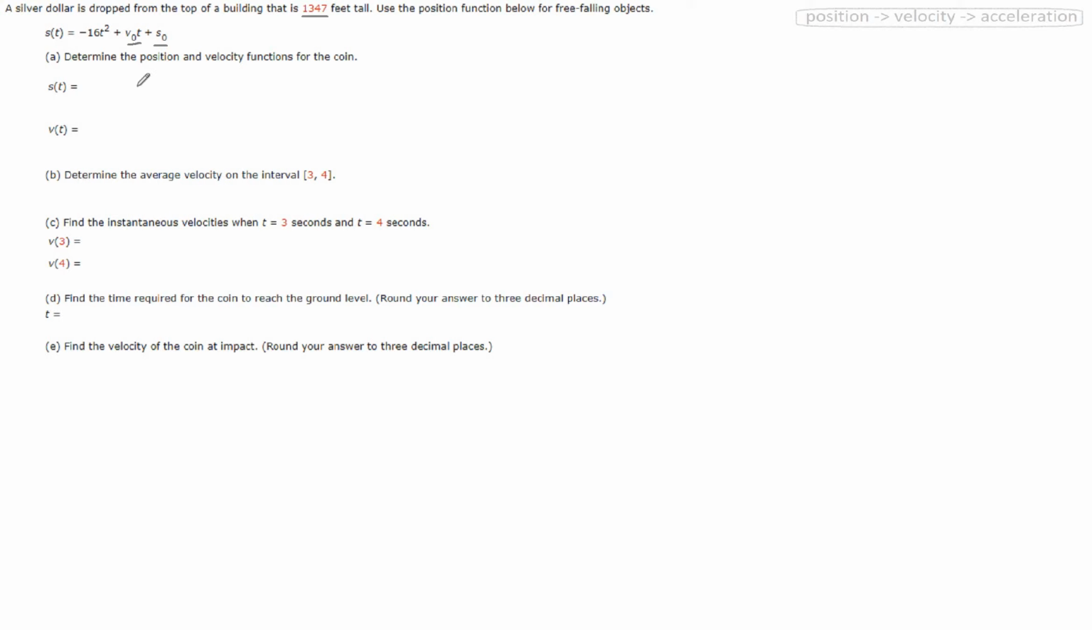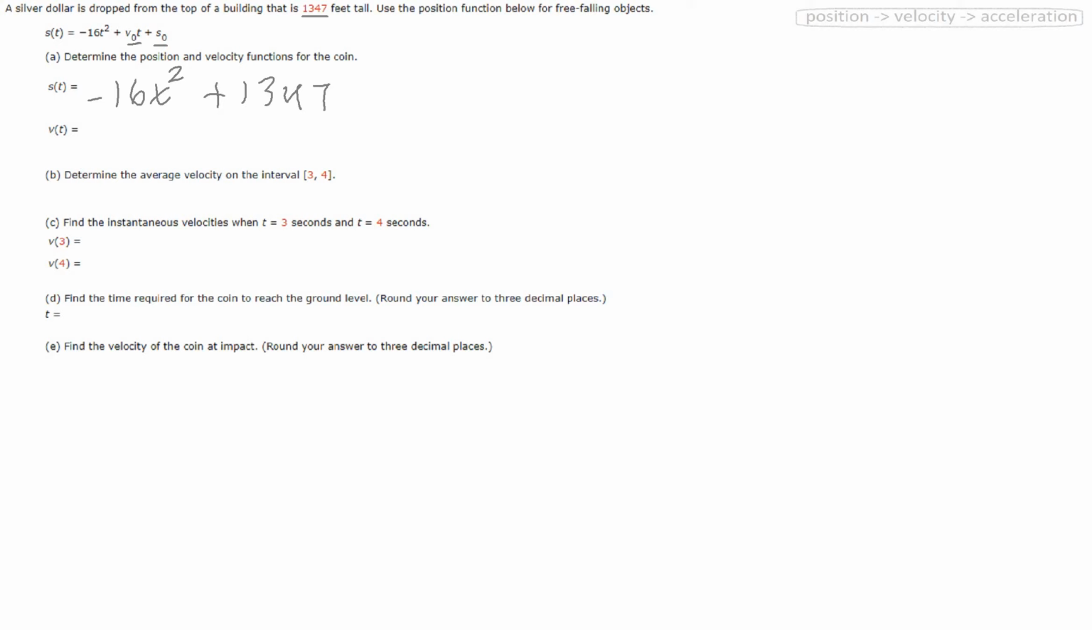So it would just be negative 16t squared plus 1347. That's our position function. If we look at our little chart right here, we can see that taking the derivative of the position function gives us the velocity function, and taking the derivative of the velocity function gives us the acceleration function. However, we're not going to be talking about acceleration in this video. So let's find the derivative right here.